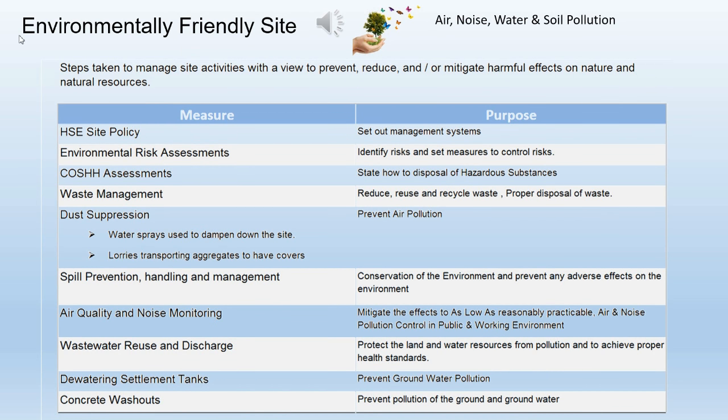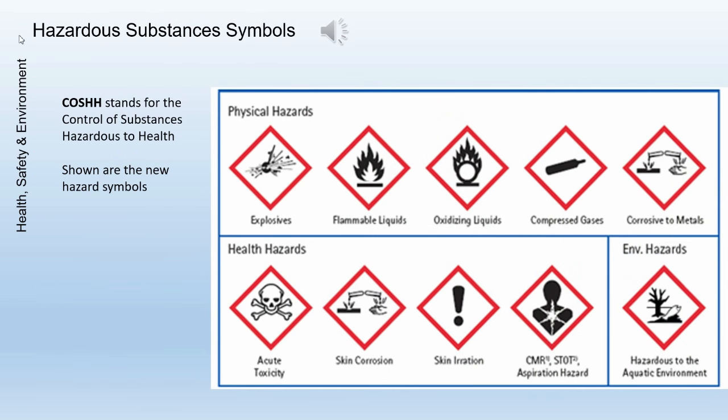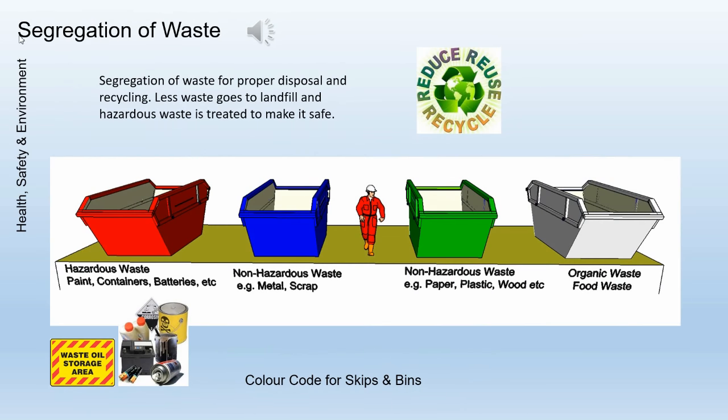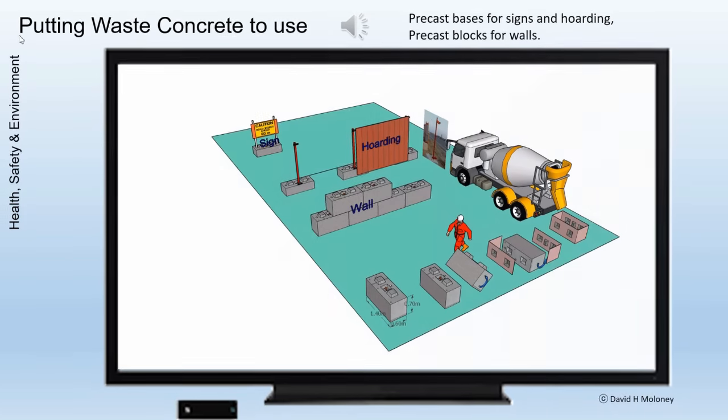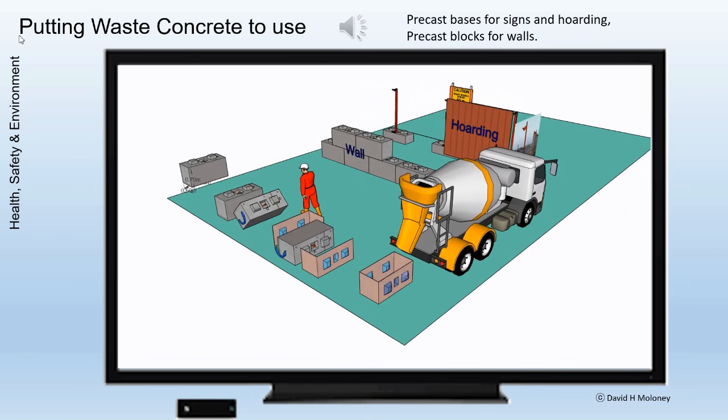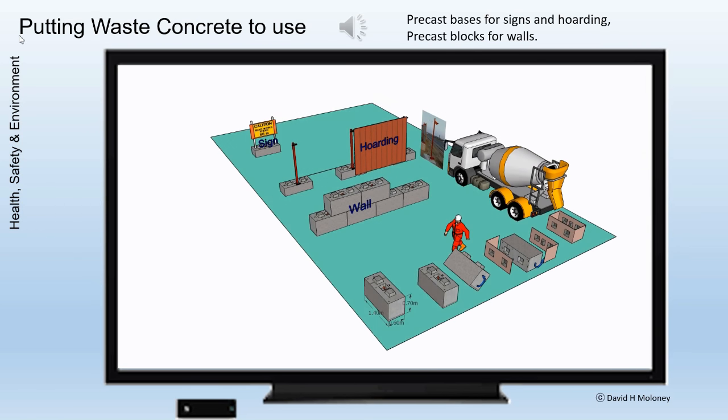Measures to keep the site environmentally friendly. Hazardous substances symbols. Water pollution prevention. Segregation of waste for proper disposal and recycling, so less waste goes to landfill and hazardous waste is treated to make it safe. Using waste concrete.